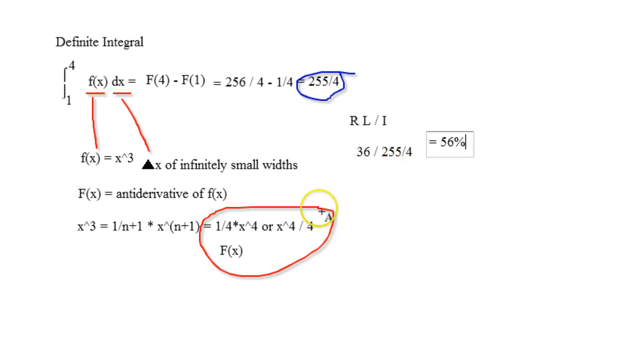So we were about a little over half right, but once again, it's approximation. It gives us a rough idea. Okay, and if you check out what 255 divided by 4 is, it's about 63.75. Okay. All right. So that's how you work with Riemann sums and definite integrals.